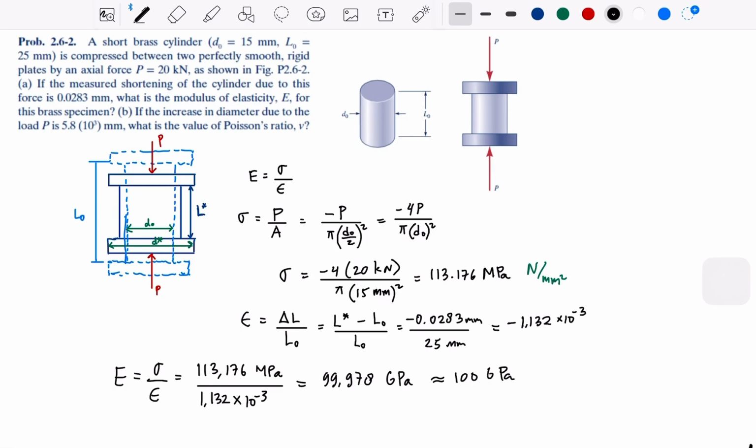The second question, if the increase in diameter due to the load P is 5.8 with 10 by power of 3 millimeter, what is the value of Poisson ratio? Okay.